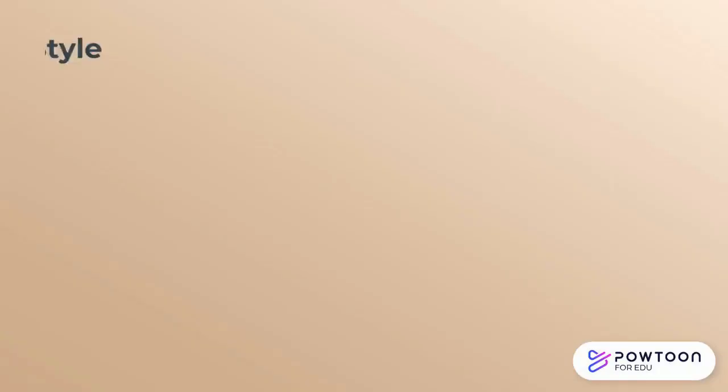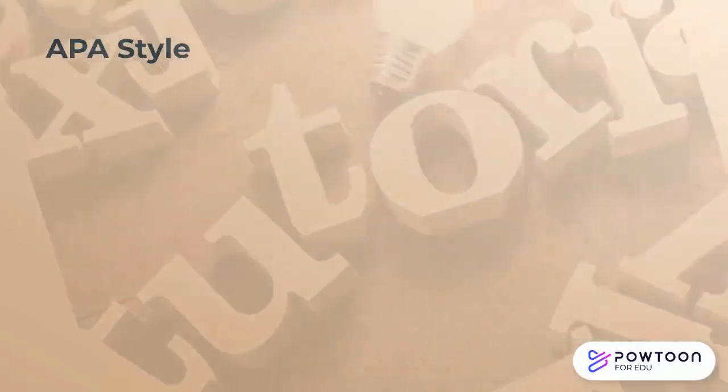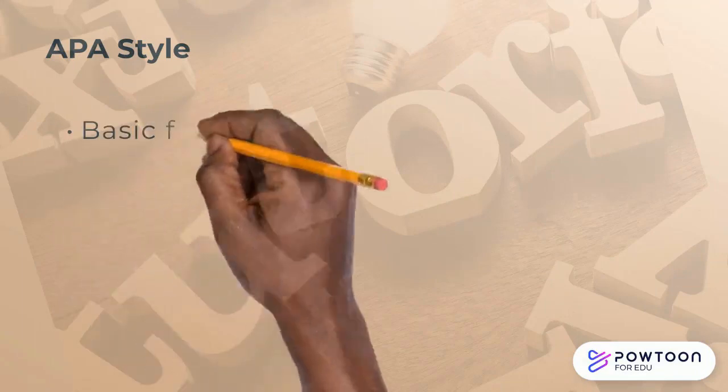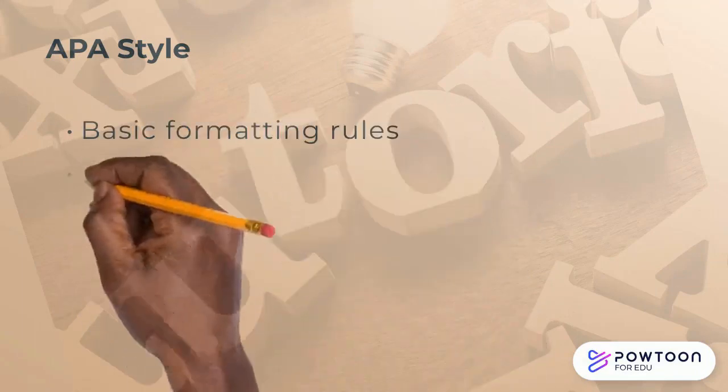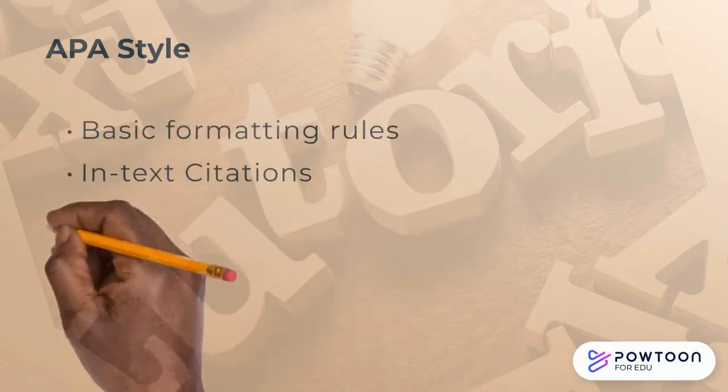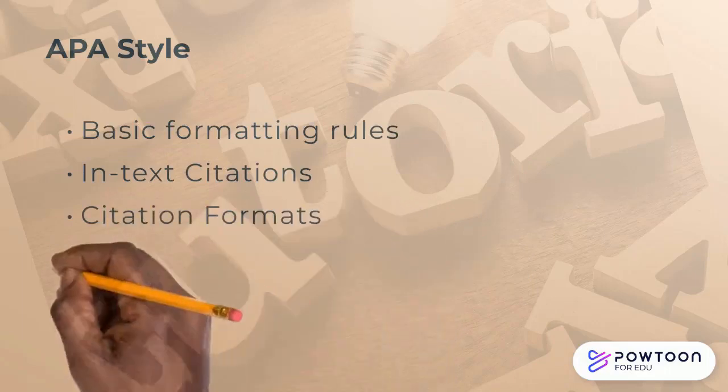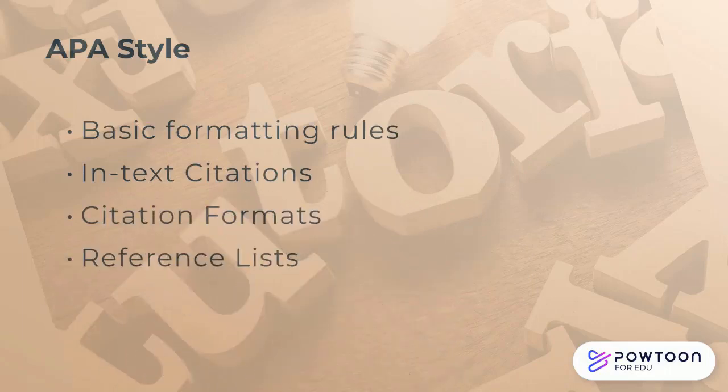By the end of this tutorial, you should be able to identify basic rules for formatting citations and references in APA, explain how to use in-text citation to give credit to sources, identify different citation formats for various types of sources, and assemble a reference list at the end of a paper by selecting properly formatted citation examples.